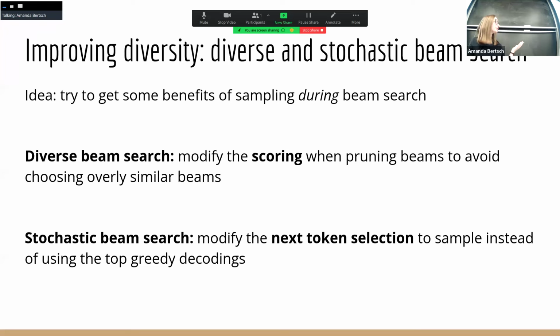If folks are interested in these, I think these are both linked on the website. The papers that both of these ideas came from.